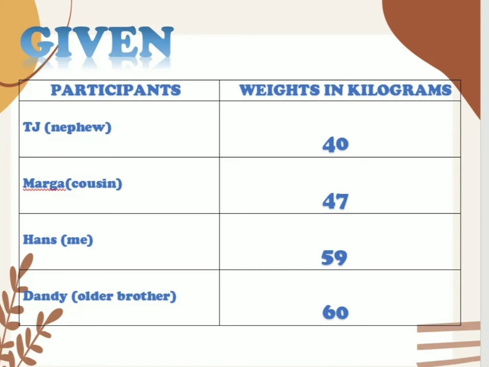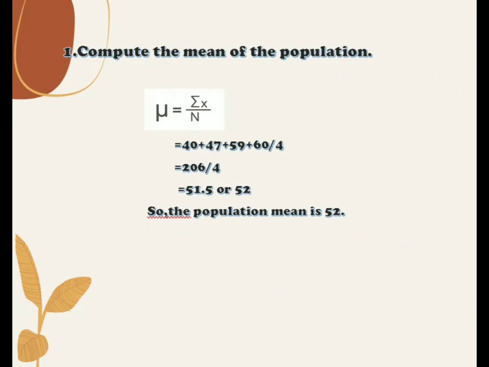After we gather the data, we will proceed to step 1, which is to compute the mean of the population. In order to calculate the population mean, I use the formula population mean equals the summation of x divided by n, where x represents the weight of the participants or the elements of the population, and n represents the number of elements. By adding all the participants' weights and dividing it by 4, I obtain the answer 51.5 or simply 52. So, the population mean is 52.